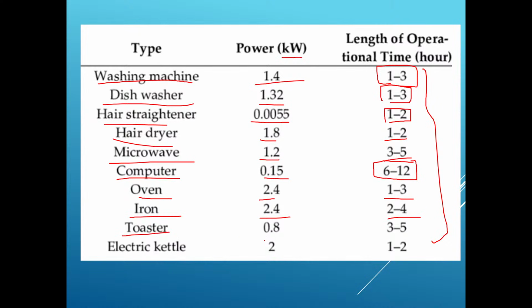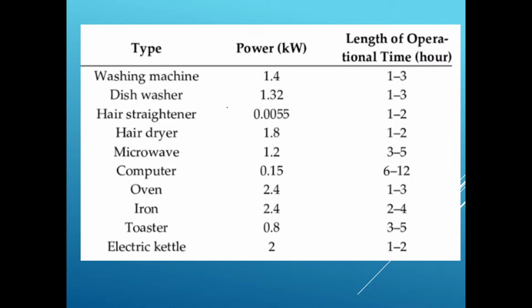A toaster's power rating is 0.8 kilowatts and it is operated for 3 to 5 hours. An electric kettle is 2 kilowatts and is operated for 1 to 2 hours. These are approximate values, not exact values. Exact power ratings depend on the company. There will be different companies manufacturing these devices, and we buy whichever company we prefer. For example, washing machines are available from LG or Samsung, and there are many others, isn't it?